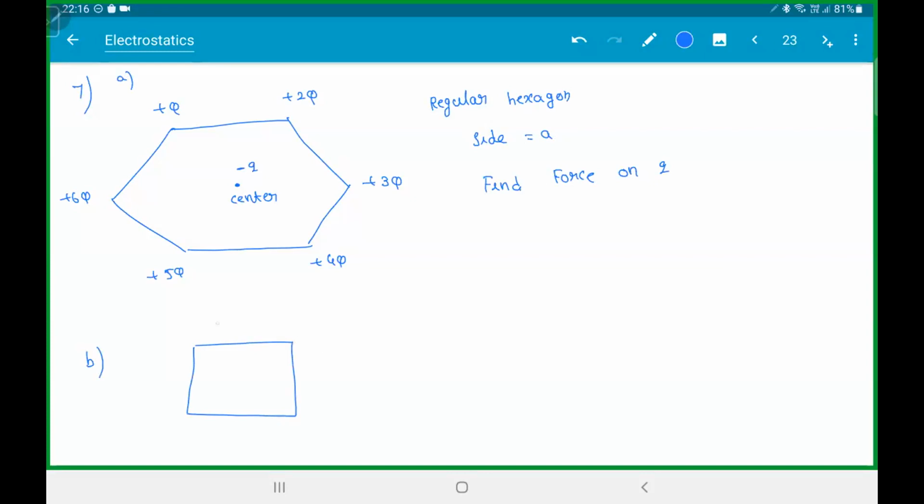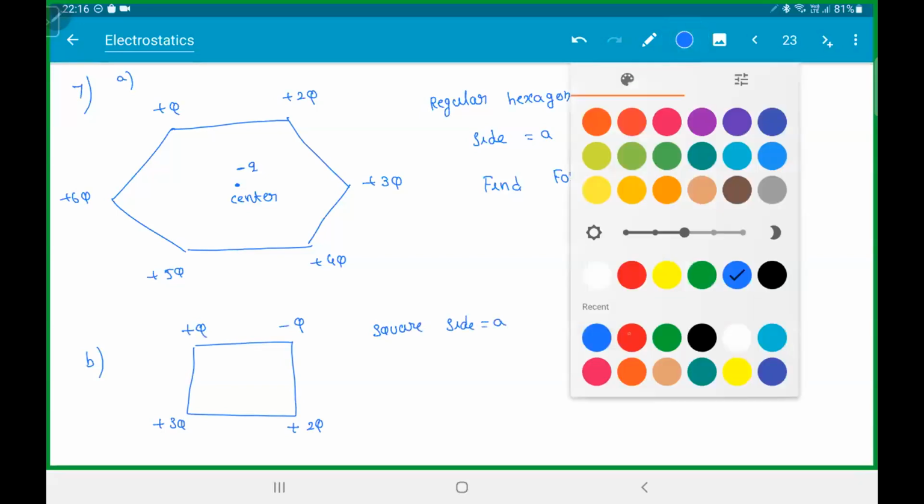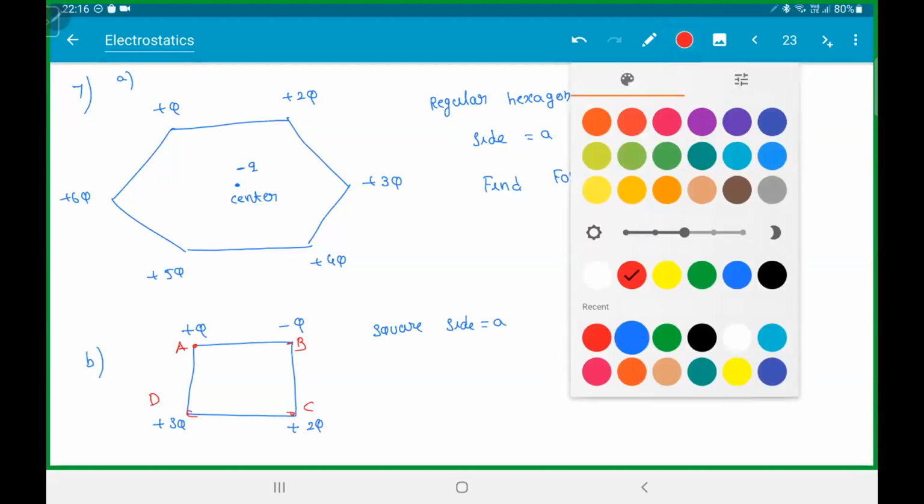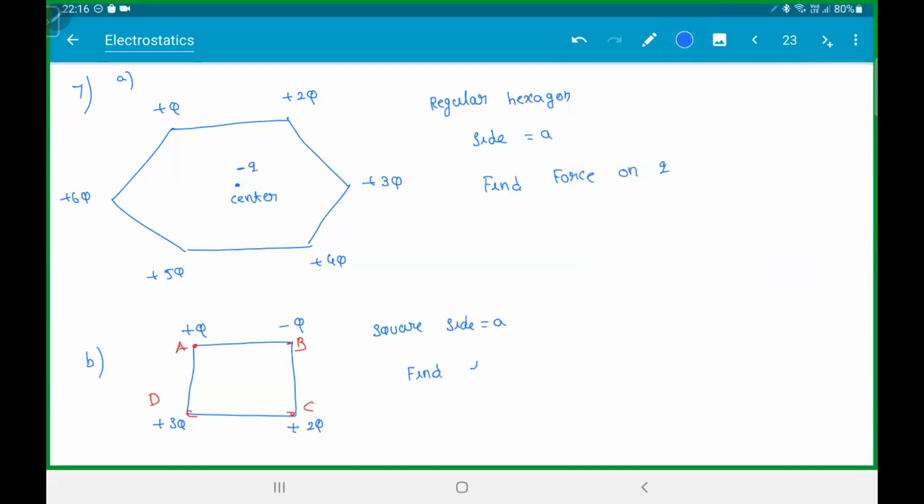I can play like this now. I can make this plus q, minus q, plus 2q, and minus q. It's a plus 3q. Where side A? Let's name these points A, B, C, D. Find the force on B charge due to A, C, D. Standard is all vector based.